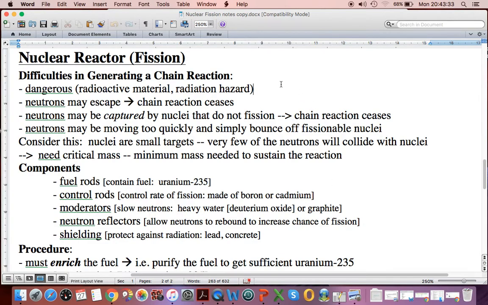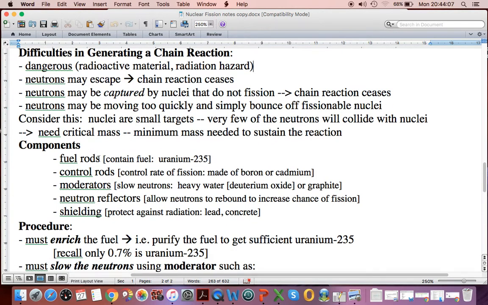It talks about some of the difficulties. Well, we start with the radioactive material, then we have a radiation hazard. We're also going to make radioactive materials that we don't really know what to do with after the fact. How do we store them? How do we get rid of them? Some of the technical problems: the neutrons may escape. If you run out of neutrons, the chain reaction will stop. Neutrons may be captured by nuclei and not fission. So they hit, but you don't get the fission that you want. And they may simply bounce off.